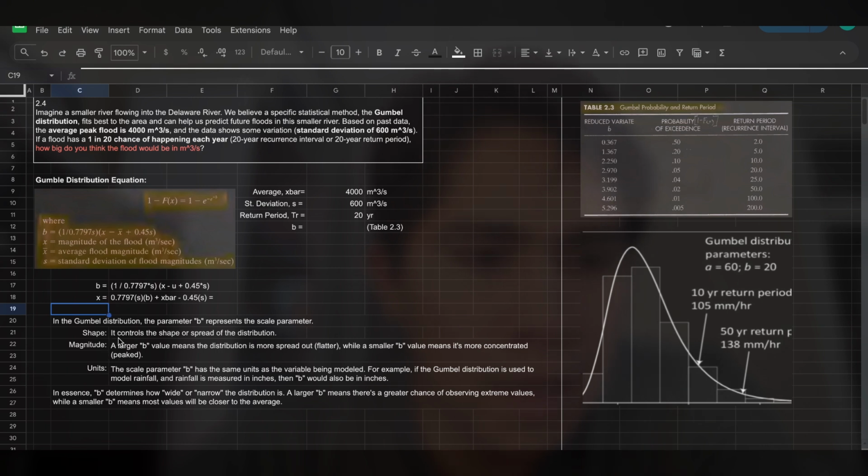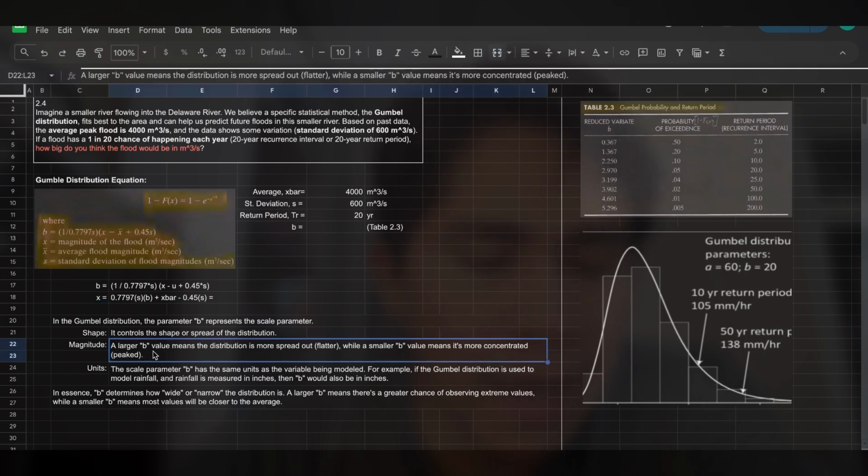So the b value controls that part. Actually, I think it explains here the magnitude. The magnitude of a larger b value means the distribution is more spread out or flatter, while a smaller b value means it's more concentrated, peaked. What I was saying. The units of the b value.